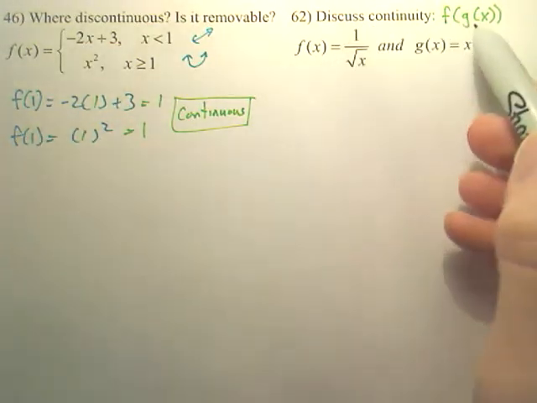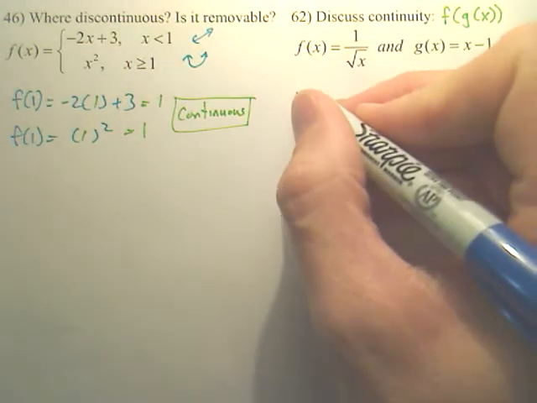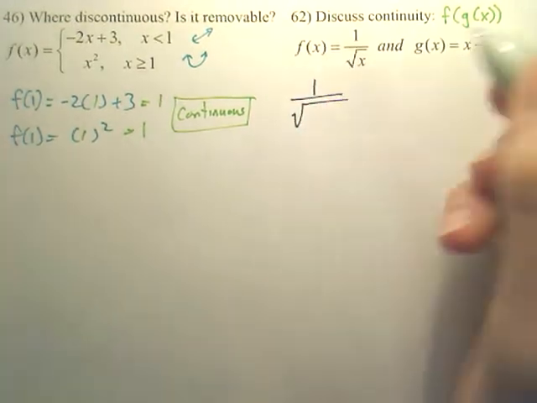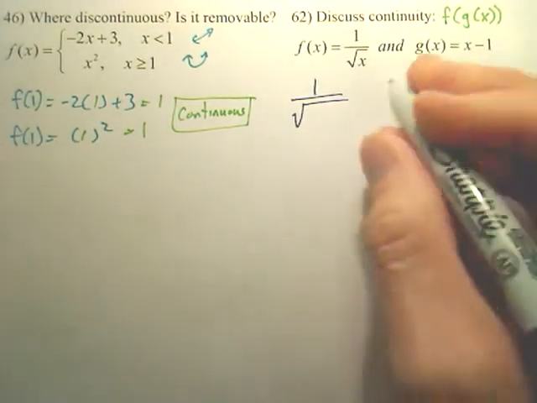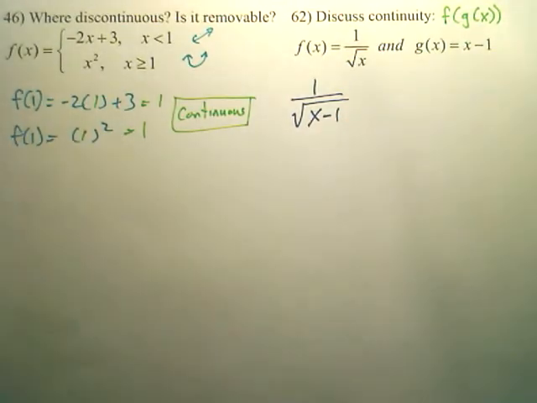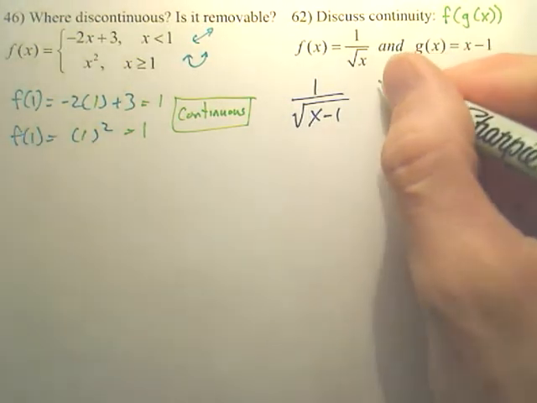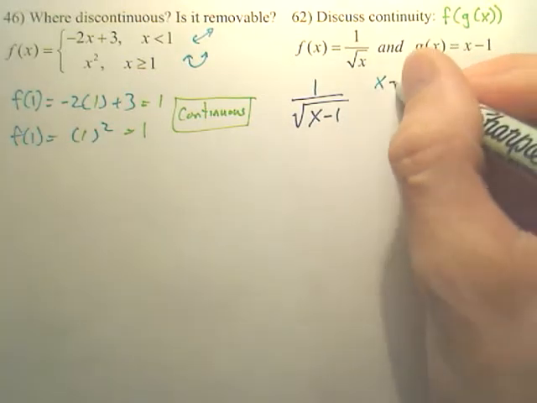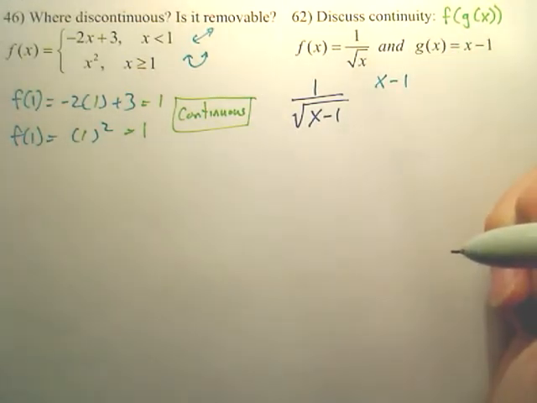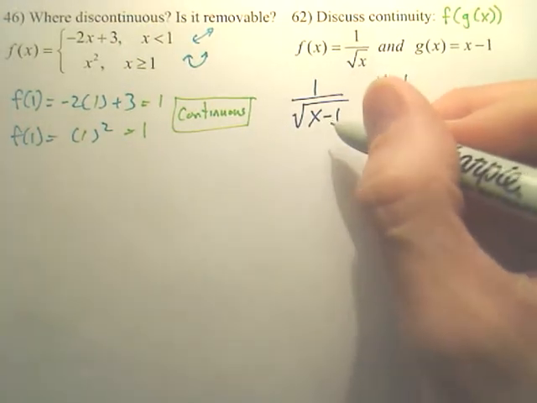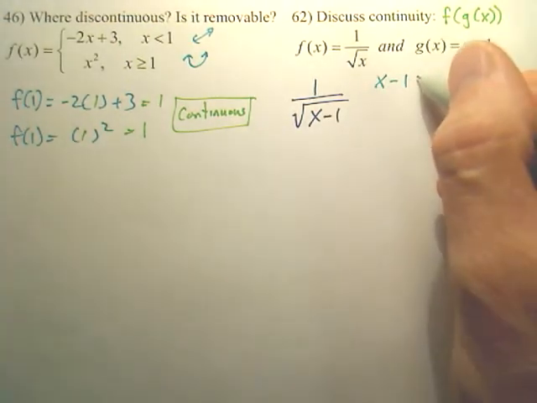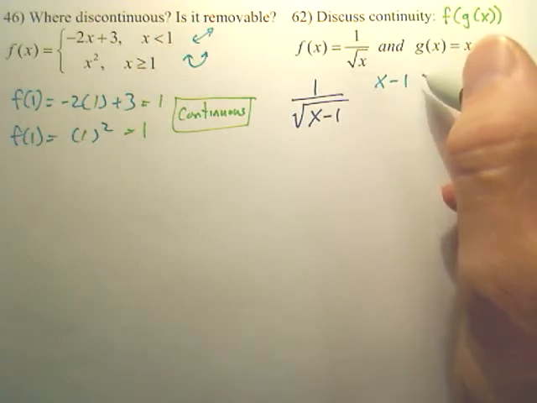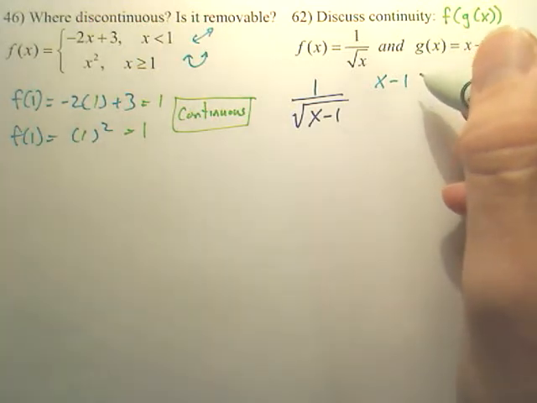62. Discuss the continuity of f of g of x. So f of g of x would be an equation of f, and instead of x, you're going to plug in x minus 1. And where would this graph be discontinuous? It would be when the bottom is equal to 0 or negative, correct? So the bottom cannot equal 0 or be negative. So where is it discontinuous would be values less than 0, correct?